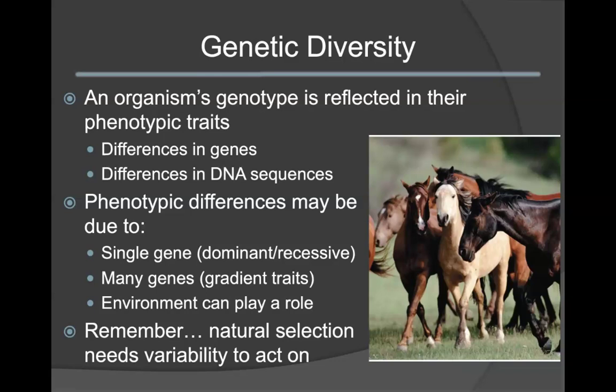Perhaps it is a single gene variant, such as a difference between a dominant versus recessive gene and how it is expressed. It could be a difference in many genes, such as gradient traits like height, weight, etc. And in addition to that, environment can also play a role in how genes are expressed. Remember, natural selection needs variability in order to act.